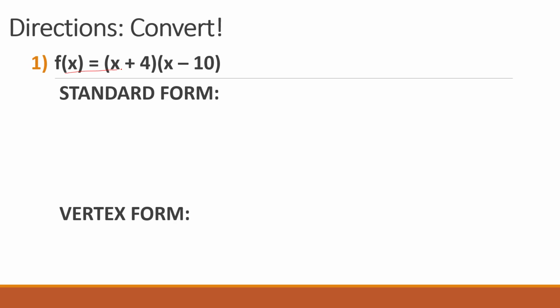So let's start with converting. What form are we currently in? That's right. We're in intercept form. We can tell because we have our factors already identified here. And so we can quickly figure out what the roots are for the intercepts. In order to go to standard form, that's probably going to be one of our easiest transitions. We simply FOIL. So x plus 4 times x minus 10.